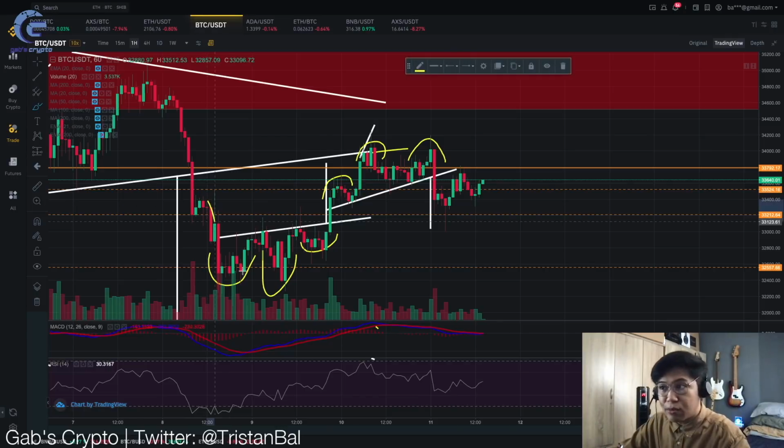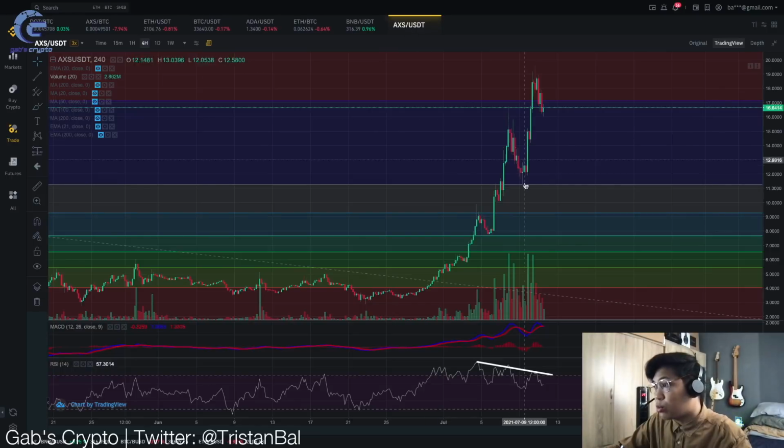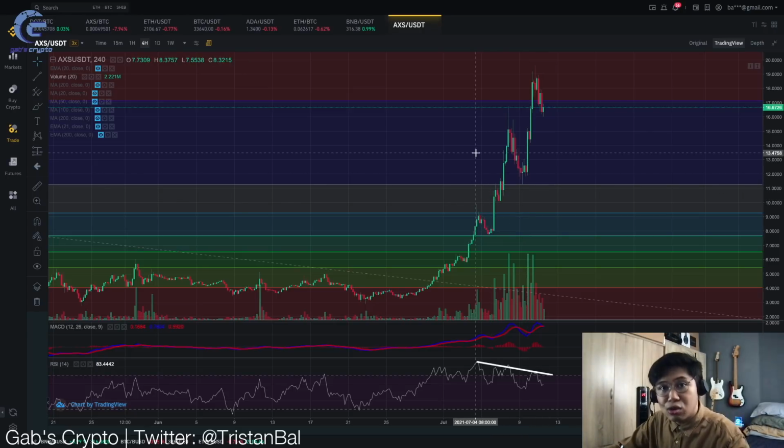Bitcoin has been forming these multiple trend reversal patterns, and in today's video, I'll be showing you how I'll be trading this. And let's also take a quick look with axis and understand kung hanggang saan ba tayo abot at kung magkaroon ng pullback, paano ba natin ma-determine yung kanyang pullback. Stay tuned to know more.